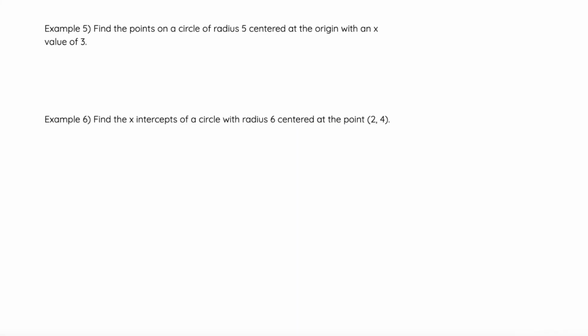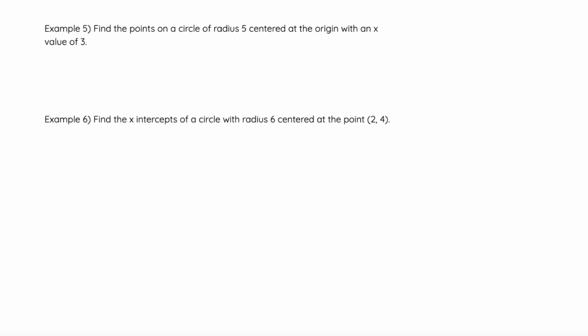On slide 3 here, we are going to find the points on a circle of radius 5 centered at the origin with an x value of 3. So now we're getting a little bit more difficult here. Find the points on a circle of radius 5 centered at the origin with an x value of 3. So potentially we might have 2 y values that we might be looking for here.